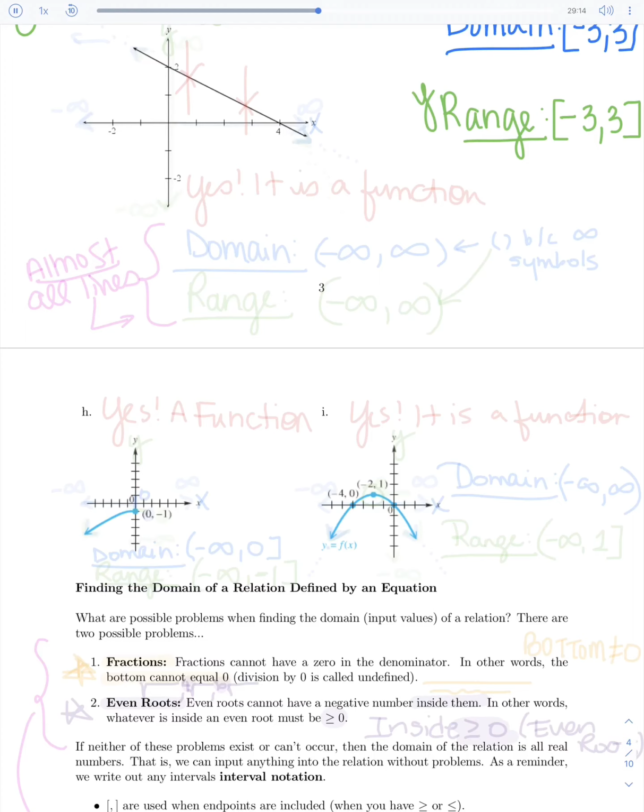Let's take a look at this next one, G, this line. Well, notice this line, if we try to do the vertical line test, does pass. Vertical lines will only hit it once, so yes, it is a function. The question is, what is its domain and what is its range?